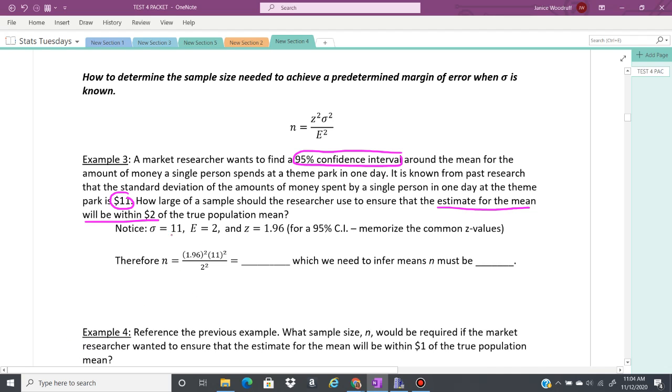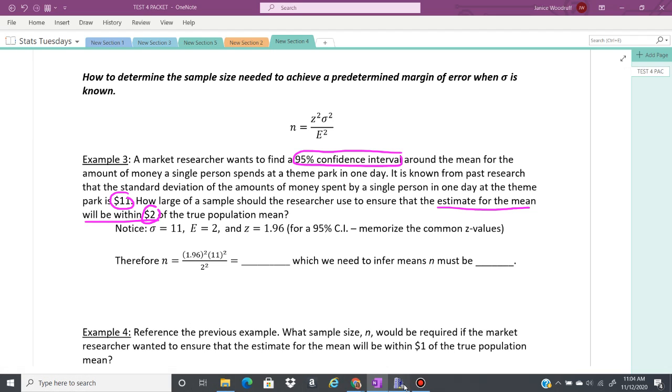Okay, so what that means is that you have a standard deviation of 11. E is 2. So you don't have to actually calculate the margin of error here. It is giving it to you. You want your margin of error to be within $2. So that is your E. Your Z value for a 95% confidence level is 1.96. Okay, so if we plug this into the formula, you have 1.96 squared times 11 squared over 2 squared.